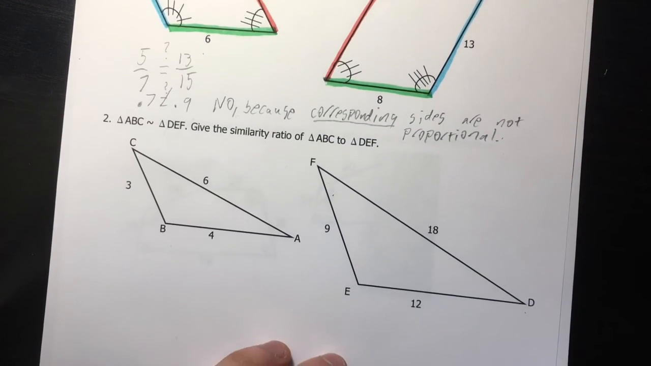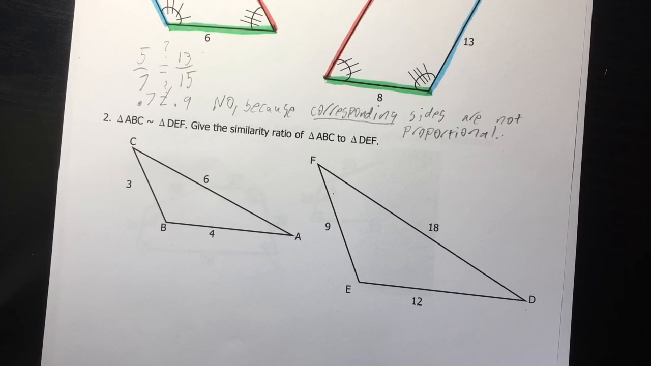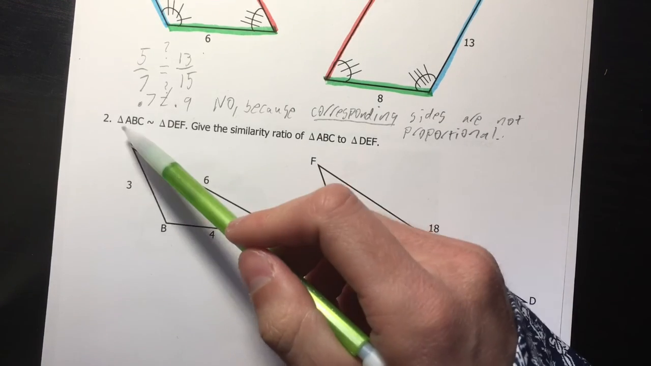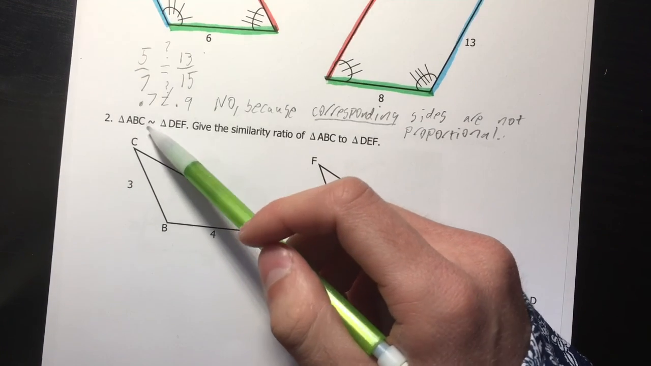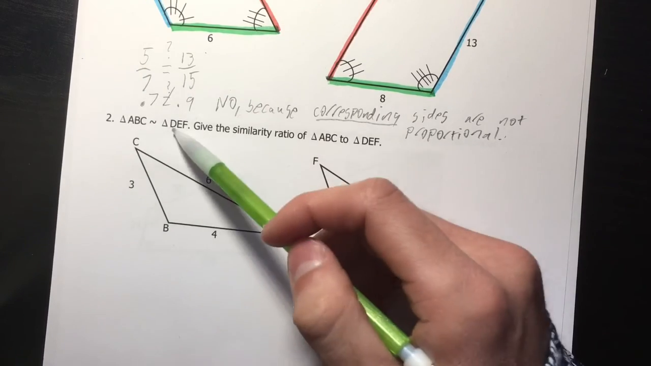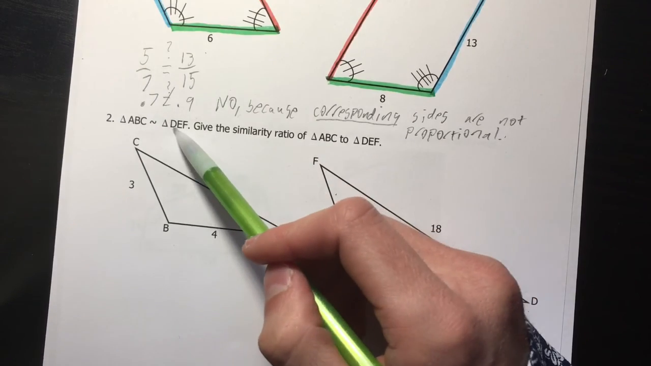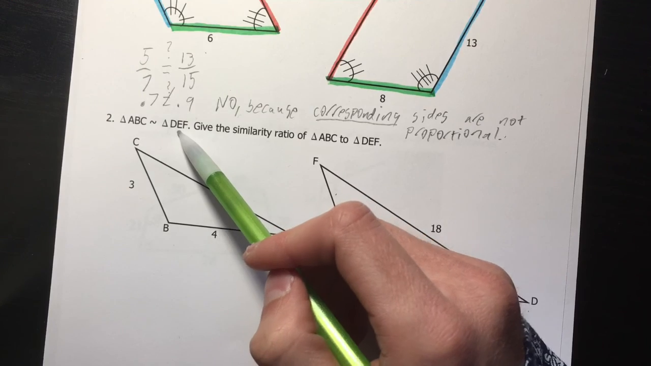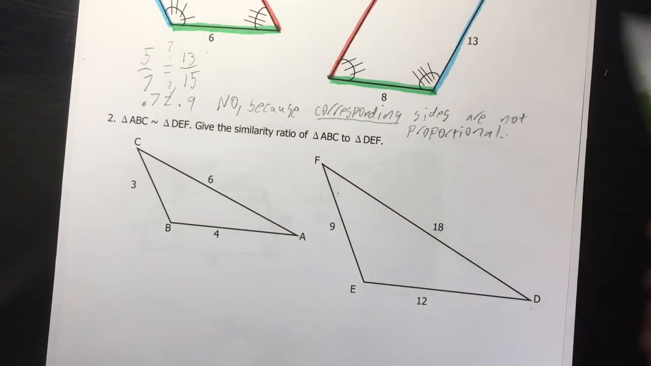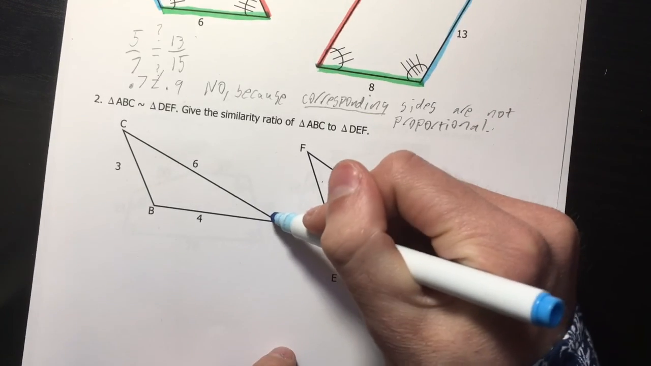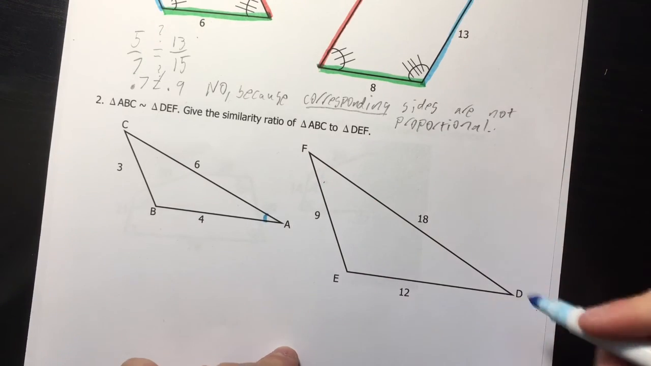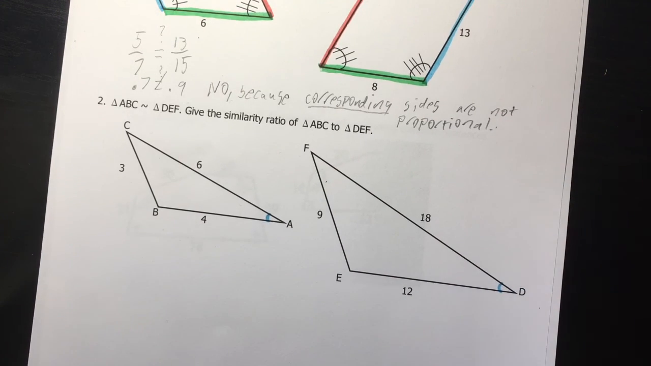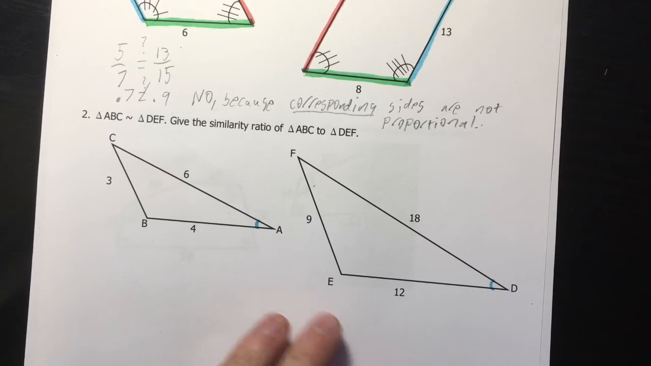Let's try number 2. Triangle ABC is similar to triangle DEF. Give the similarity ratio of ABC to DEF. So again, we're given the orientation of these shapes. So angle A should be congruent to D, angle B should be congruent to E, angle C should be congruent to F. So I'm going to go ahead and label A blue, and because A corresponds to D, I'm going to do that one as blue as well.